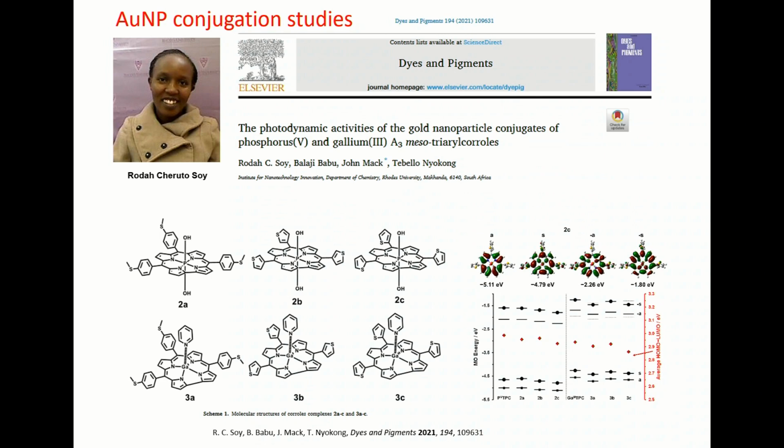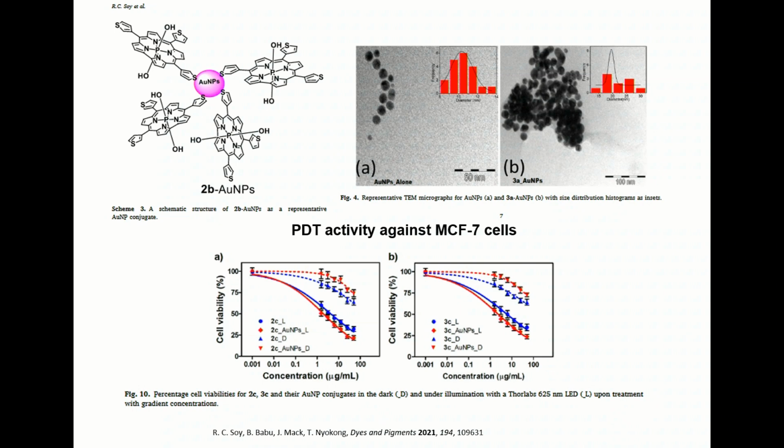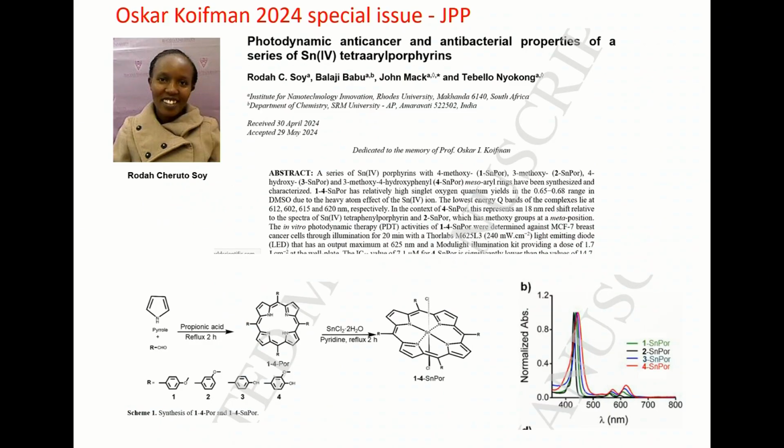And where is this heading now? I was talking initially about adding thiophene rings. One of the advantages there is that that allows us to conjugate to nanoparticles, gold nanoparticles, for example, which can help to selectively deliver the photosensitizer dyes to the cancer tumor cells and avoid the healthy cells.